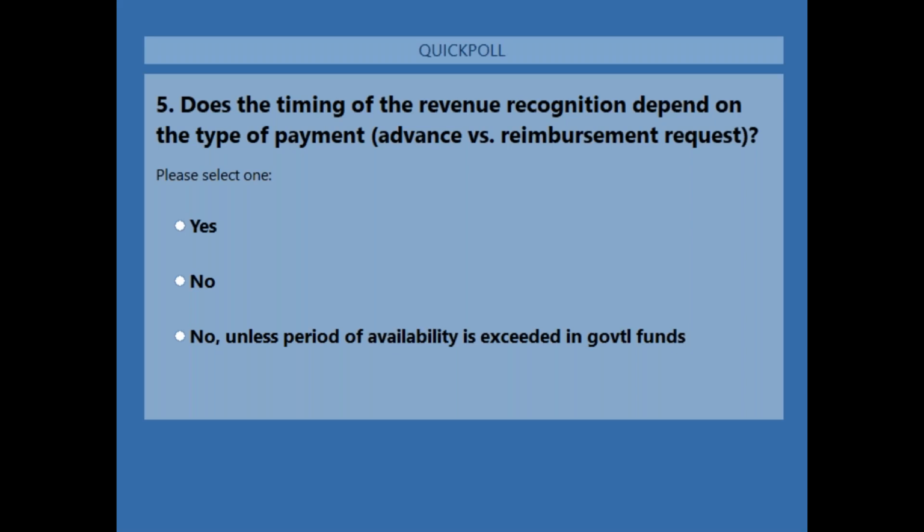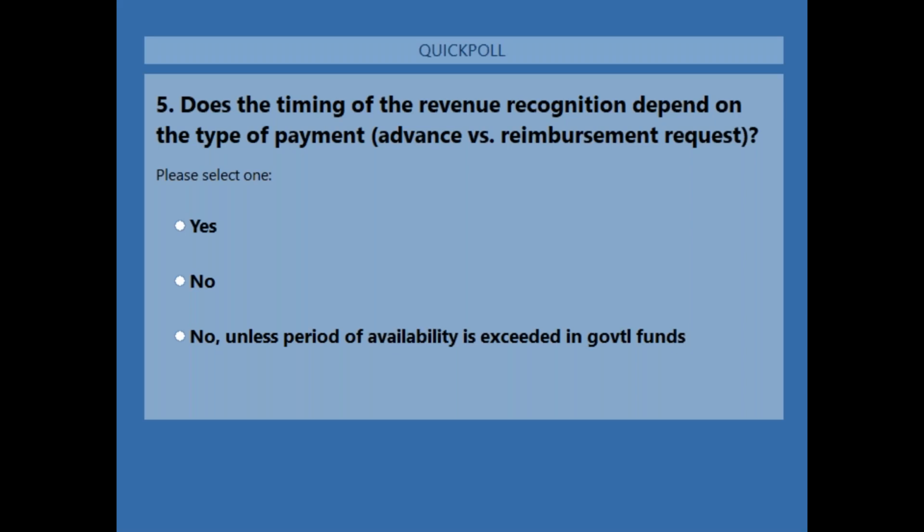I'll give people a little bit more time, but based on the answers coming through, it seems like there's some confusion on this question. We're seeing a lot of yeses. The timing of the asset recognition does depend on the type of payment, advance versus reimbursement. If you get the cash, it's cash. You may have to have an offsetting credit to it that's not revenue. But the timing of revenue recognition does not depend on it.